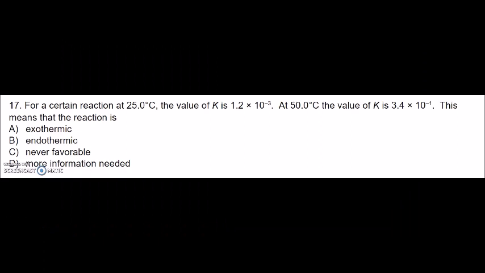Okay, we're back with Unit 7, practice problems for general equilibrium and solubility equilibrium. On number 17, for a certain reaction at 25 degrees Celsius, the value of K is 1.2 to the power of negative 3. At 50 degrees Celsius, the value of K is 3.4 to the power of negative 1. This means that the reaction is, we'll think about it, and we'll come back.